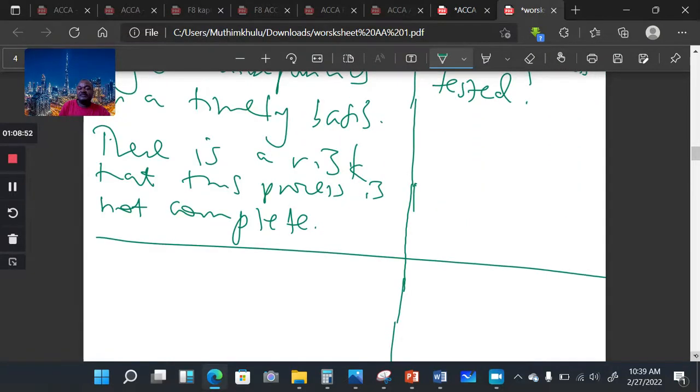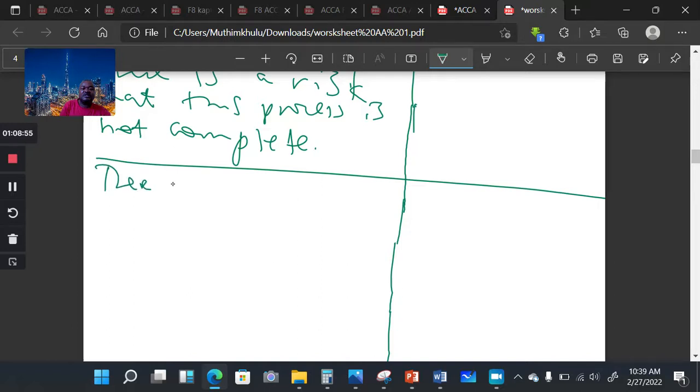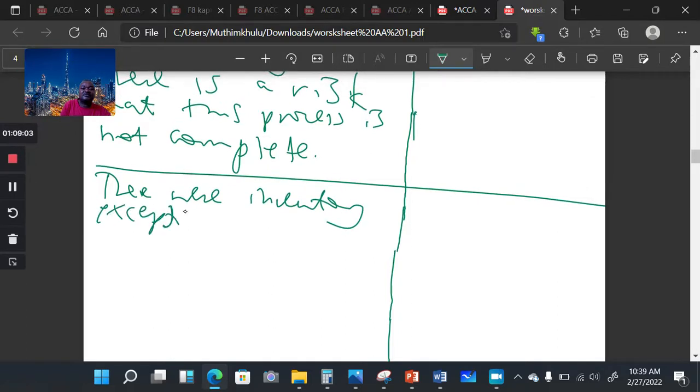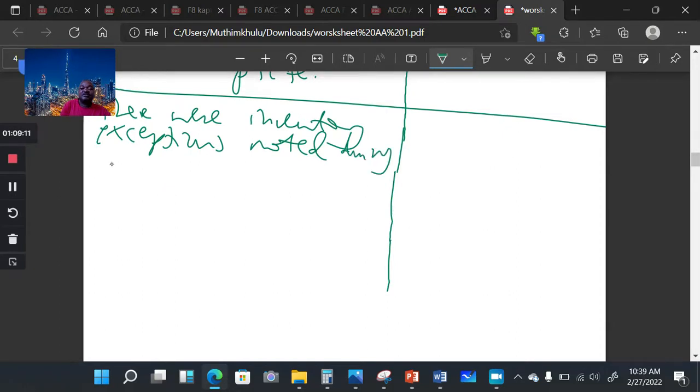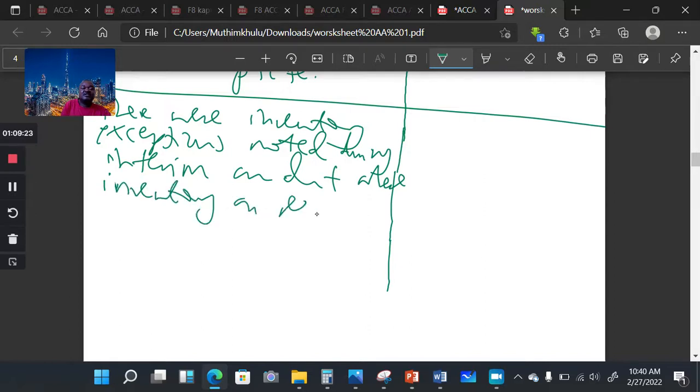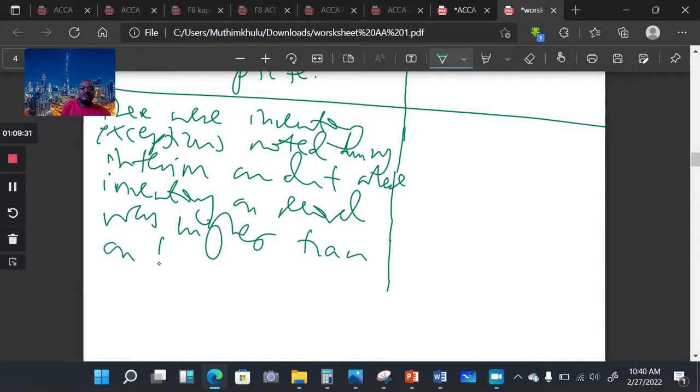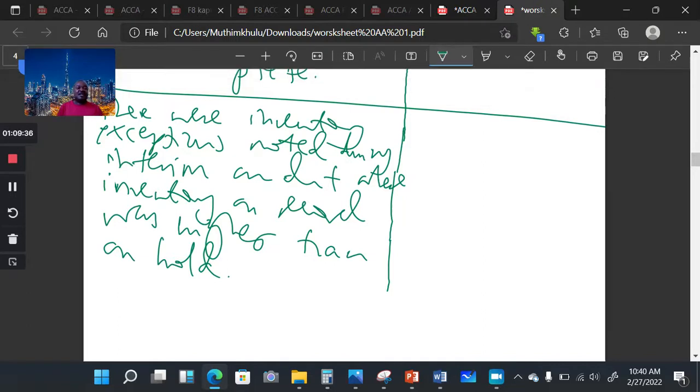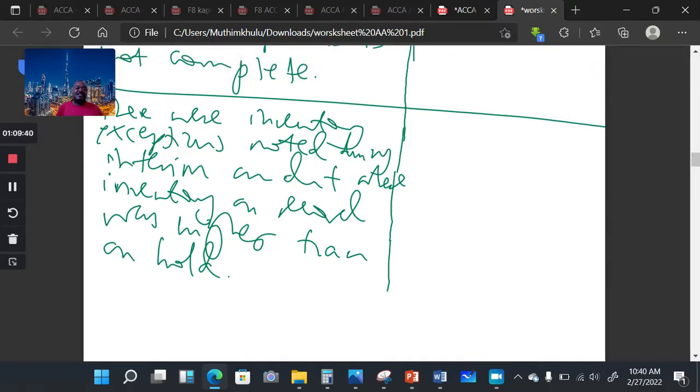There were inventory exceptions noted during the interim audit, where inventory on record was higher than on hand. The actual inventory in the warehouse was less than the one on paper. So interesting, isn't it?